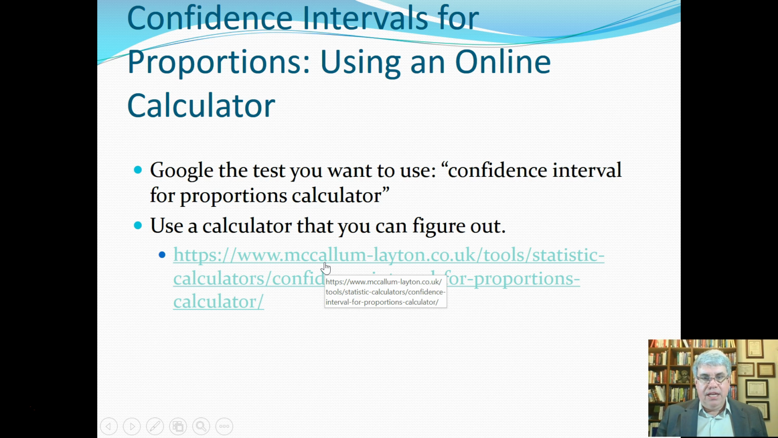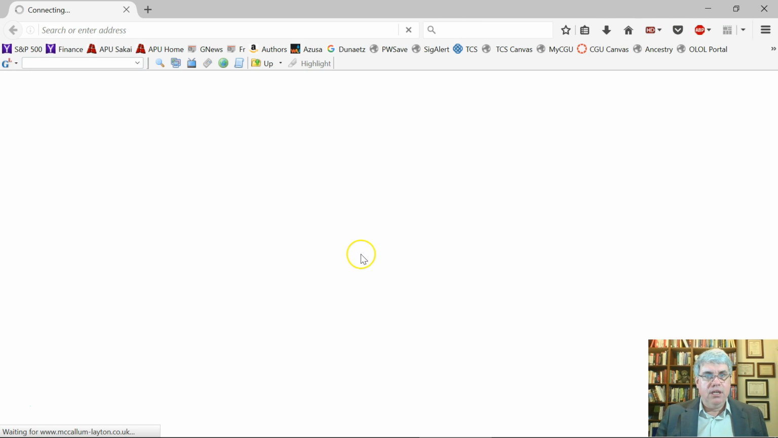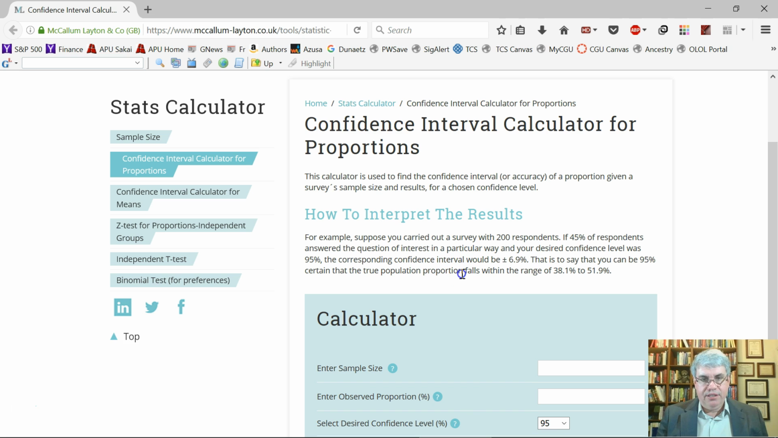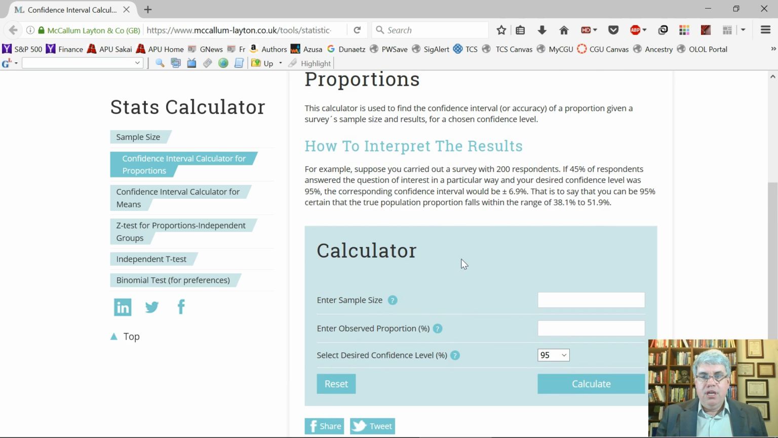So let's use the example of, let's say there's an election coming up, and the candidate that's leading, they say that 52% of the people are going to vote for that candidate. So that 52% is based on a survey. We need to know what size the sample is, so we can tell how certain it is.